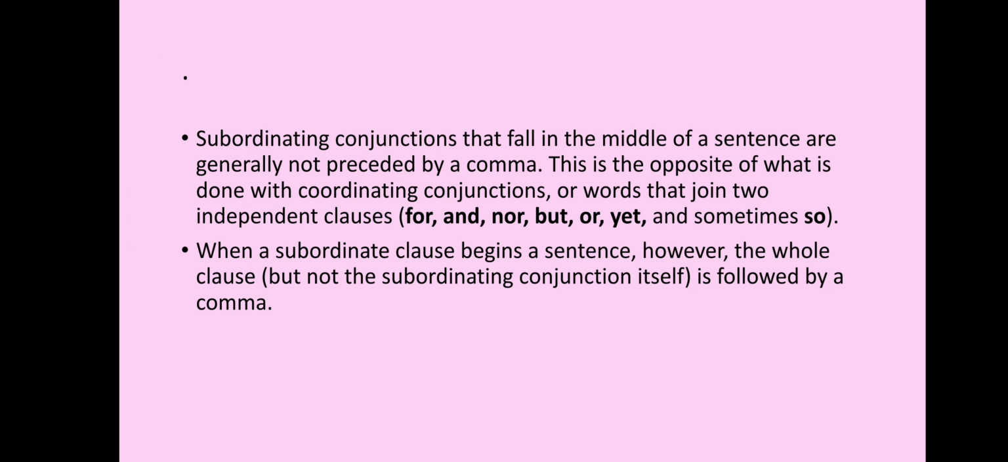Subordinating conjunctions that fall in the middle of a sentence are generally not preceded by a comma. This is the opposite of what is done with coordinating conjunctions, or words that join two independent clauses: for, and, nor, but, or, yet, and sometimes so. When a subordinate clause begins a sentence, however, the whole clause, but not the subordinating conjunction itself, is followed by a comma.